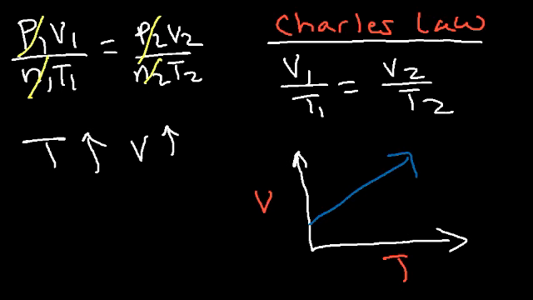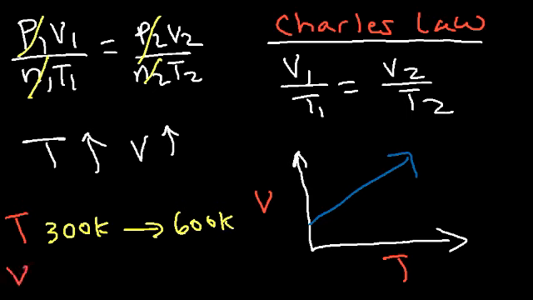So let's say if the temperature of a gas is 300 Kelvin, and let's double the temperature to 600 Kelvin. So if we double the temperature, and let's say that the volume is currently 2 liters, what's the new volume going to be? Well, because they're directly proportional, they're both going to go up. If you increase the temperature by a factor of 2, the volume will increase by a factor of 2, so it's going to double to 4 liters.